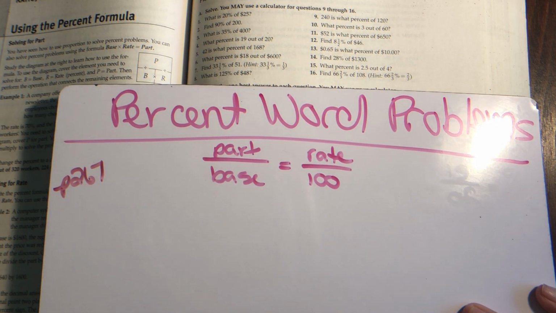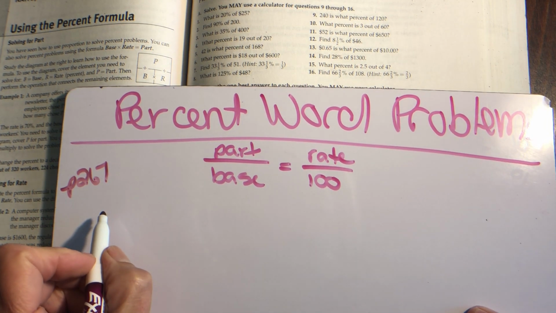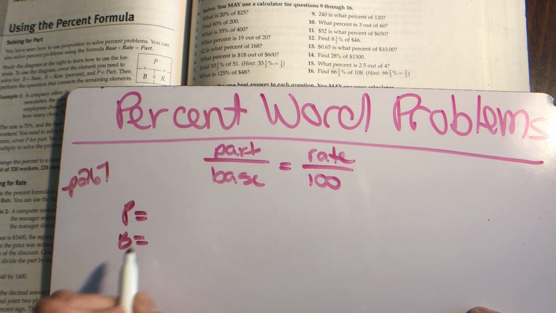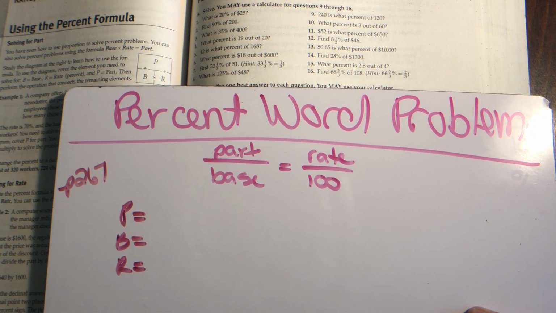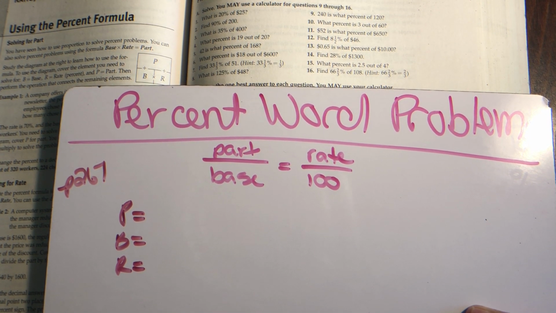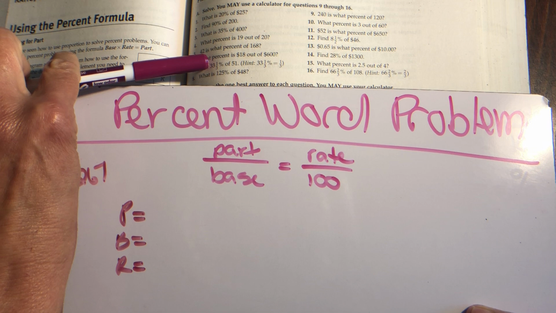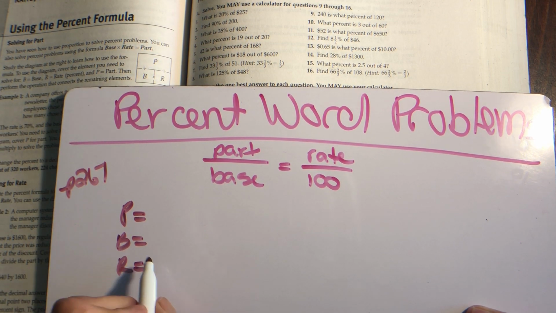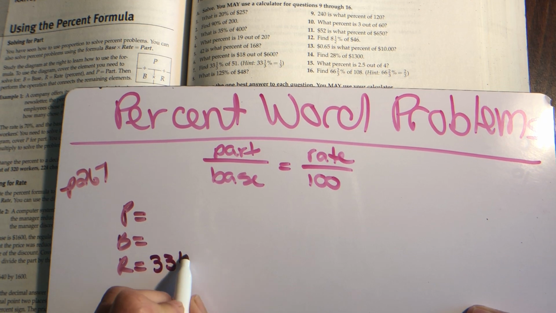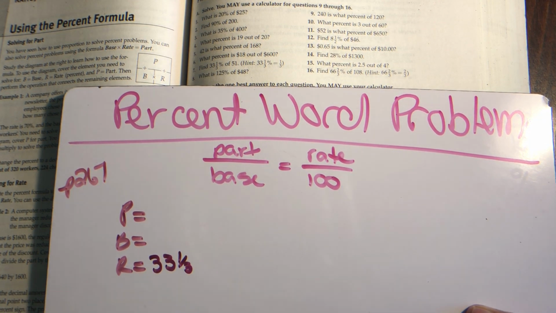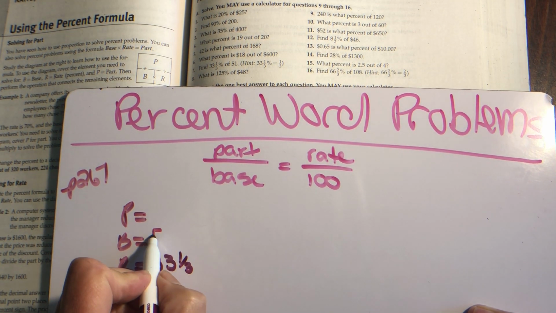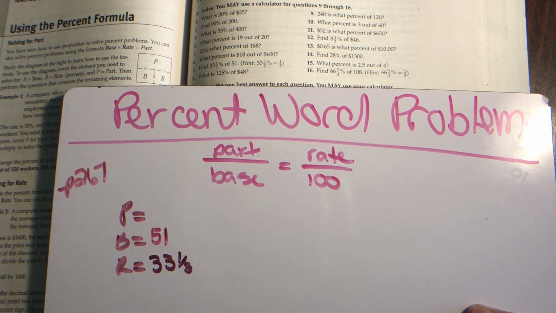But it's really not a big deal. So we still know we're doing PBR problems, what we call it to shorten it up, because we've been doing them for 3 pages, okay? So it says find 33 1/3% of 51. So the percent is 33 1/3, which, yikes, it's a mixed number. So 51 is the base.